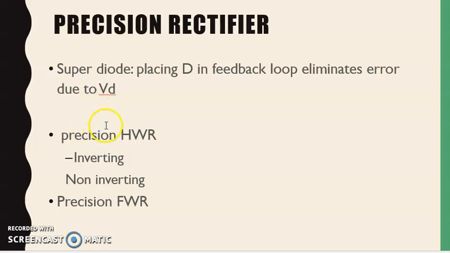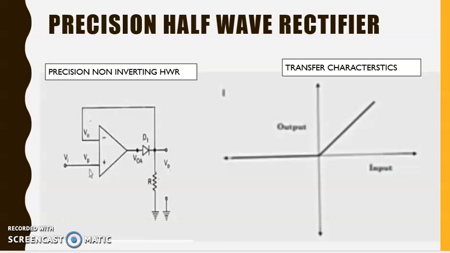In precision half wave rectifier there are two types, one is inverting and the other non-inverting. And we are also going to study about the precision full wave rectifier. In precision half wave rectifier, you can see here the diagram of the precision non-inverting half wave rectifier. Here we give the input to the positive terminal. The signal is entering here from the positive input.